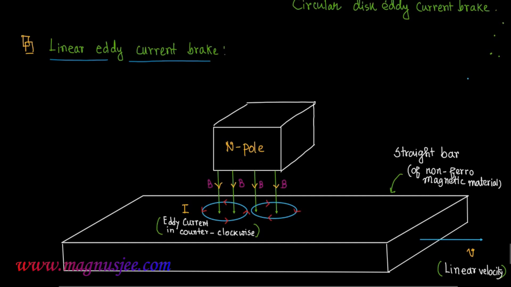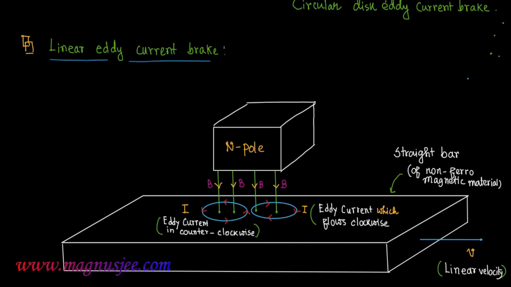B is the magnetic field induction which is acting vertically downwards, and eddy current flows clockwise in the straight bar made of non-ferromagnetic substance below the trailing edge of the north pole. Here I is the eddy current in clockwise direction, which is flowing through the straight bar just below the trailing edge of the north pole.